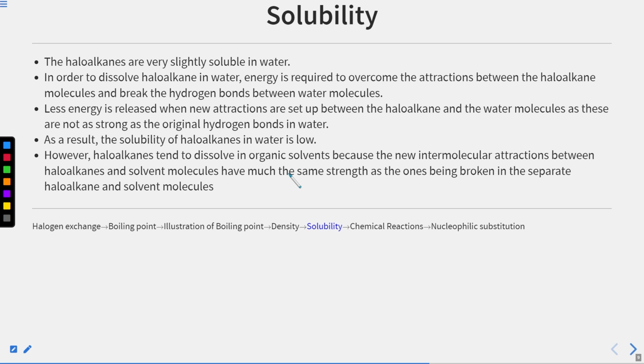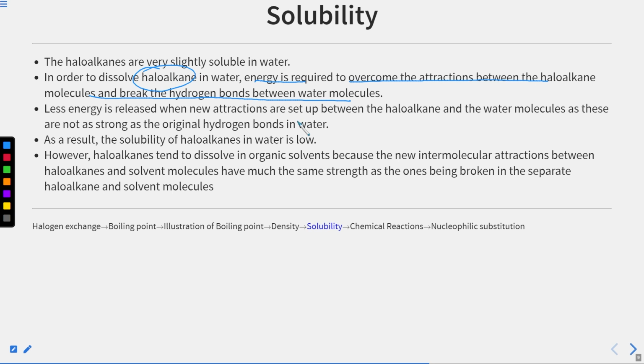Now next is the solubility. The solubility of haloalkanes is slightly greater than that of simple alkanes. You know the reason very well. The reason lies in their polar nature. In order to dissolve a haloalkane in water, you need some energy to overcome the attraction between the haloalkane molecules and break the hydrogen bonds between the water molecules. So if you want to dissolve something in water, you have to break the bonds between your haloalkane molecules and break the hydrogen bonds between the water molecules.